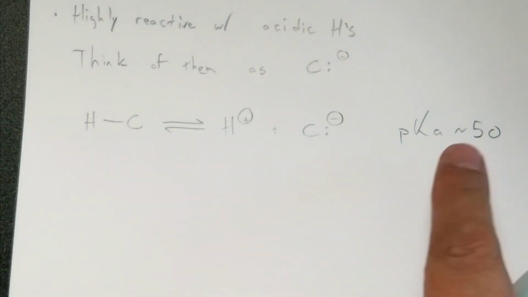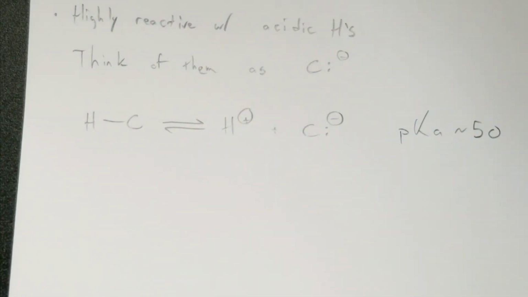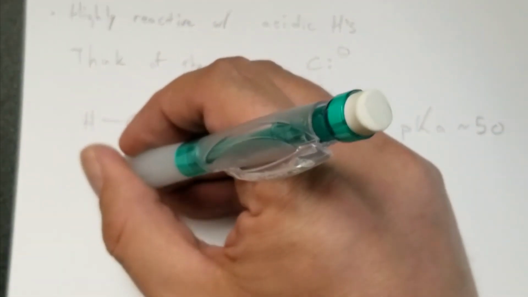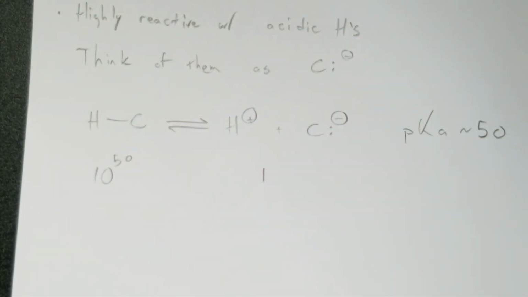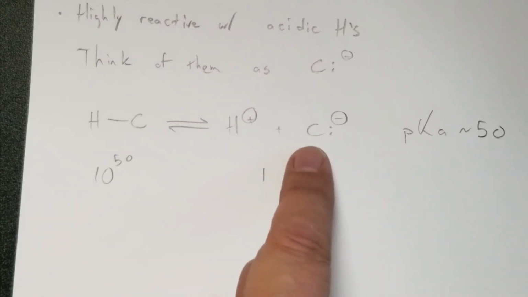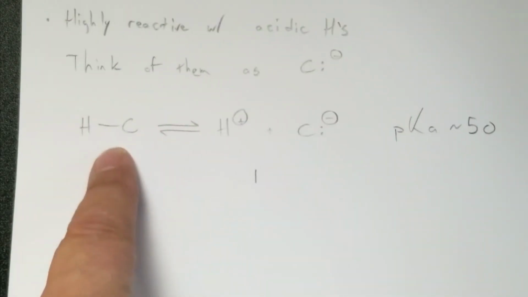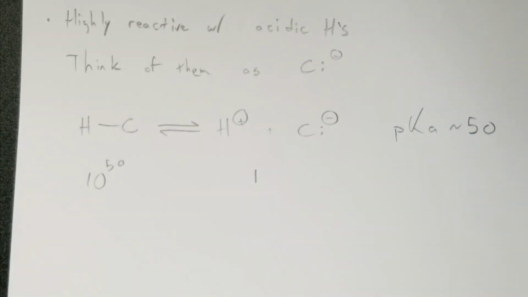If you remember, this is a logarithmic scale. So essentially what this is saying is that you're going to have 10 to the 50 of these to 1 of these. So it definitely very much favors the left side. The problem is that if you have any acidic H's around, it's going to prefer the reverse reaction. It's going to prefer to get rid of that highly reactive carbanion and go back to that. So we're going to see in all these that typically the quenching step is to add water. It's typically how you stop the reaction.